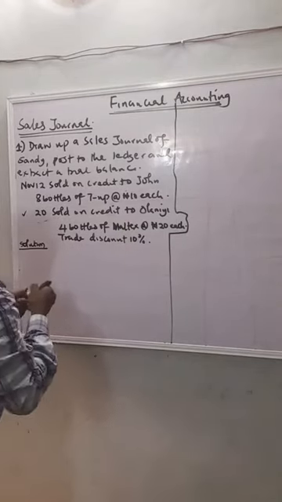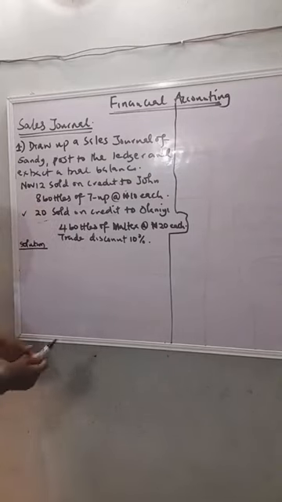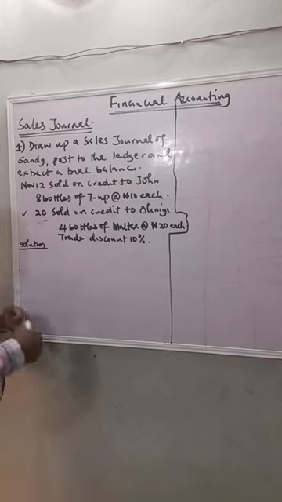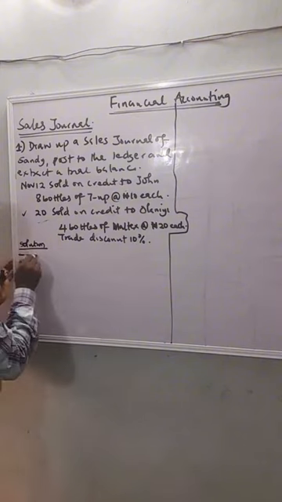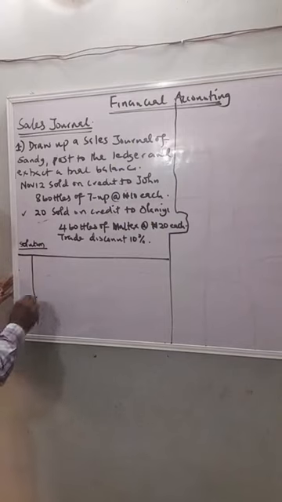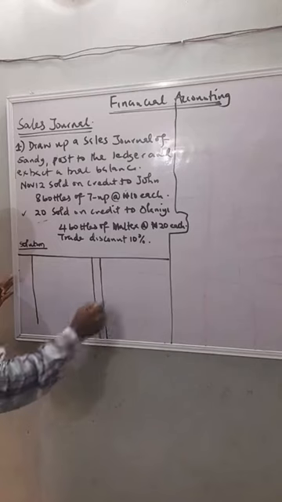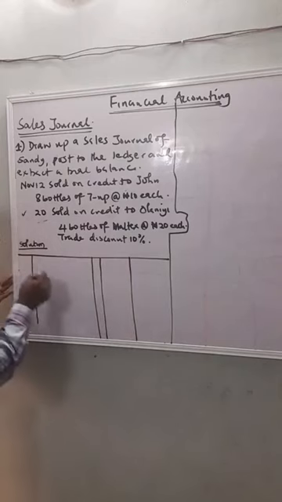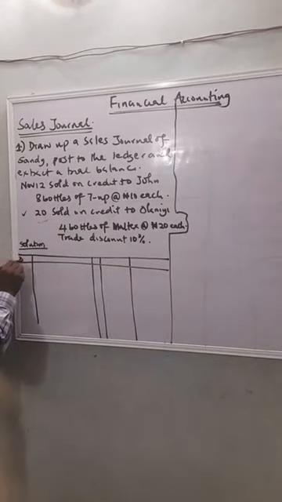Without wasting much of our time, like I said, sales journal is not an account. It's a book. It's like a diary where you record transactions concerning goods sold on credit. I tried to draw something here. This will be our dates. This will be particulars, folio, the details and the total.